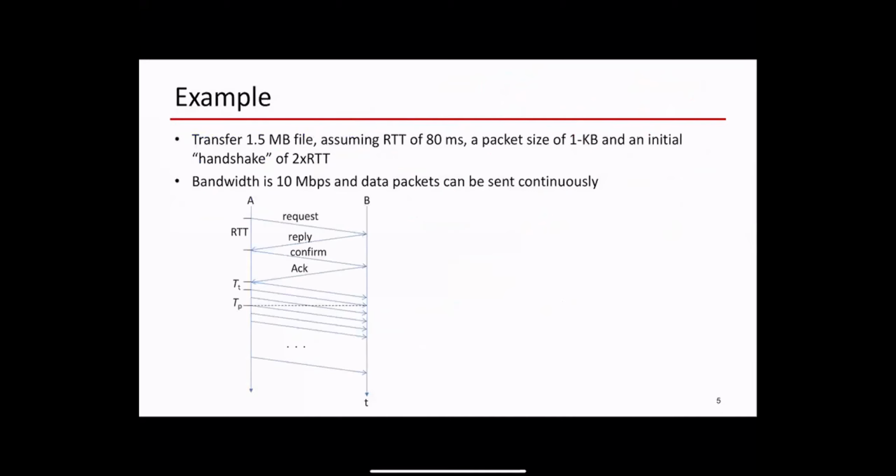So let's see the example. I have to transfer a 1.5 megabyte file. If I'm using a capital B, we assume byte; if you're using a lowercase b, it is bits. Assume RTT is 80 milliseconds, a packet size is 1 kilobyte, and the initial handshake requires 2 times RTT. Bandwidth is 10 Mbps, and data packets can be sent continuously. How long does it take to deliver my whole file?